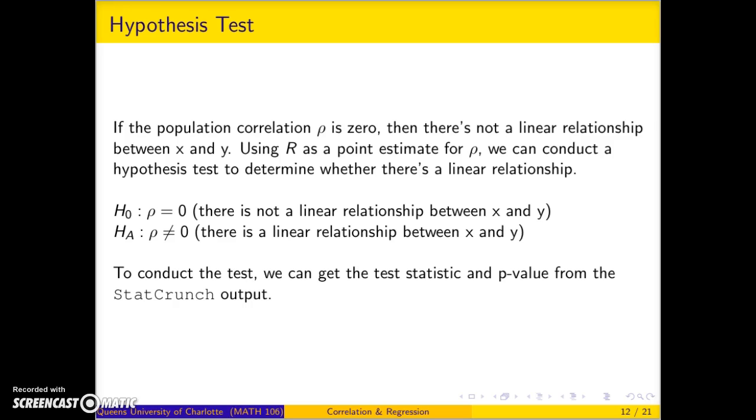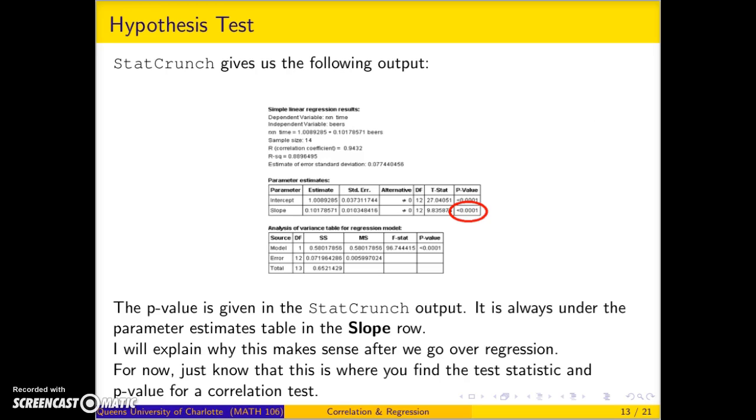From the StatCrunch output, we get the test statistic and the p-value. And so we look under the parameter estimates, this table right here, and we ignore the intercept, but we go to the slope row, and here's our test statistic and then our p-value right here. So our test statistic is 9.8359 and our p-value is less than 0.001.